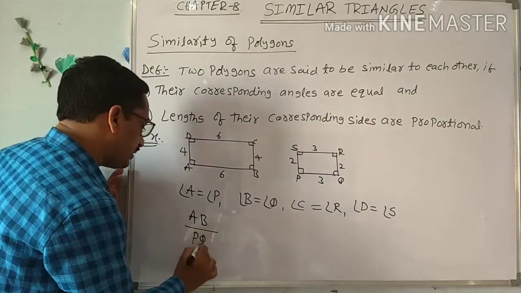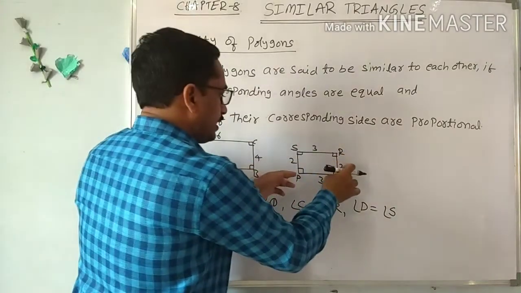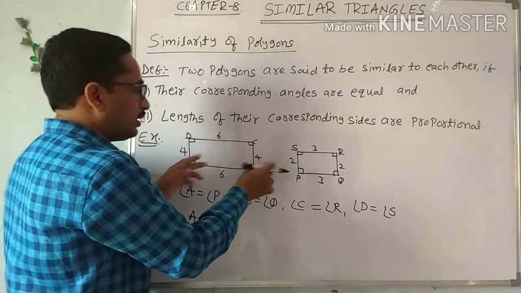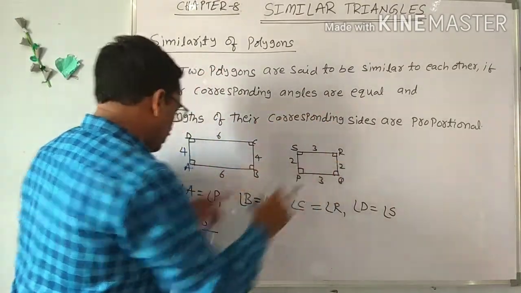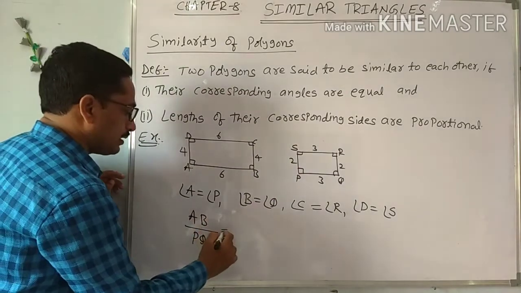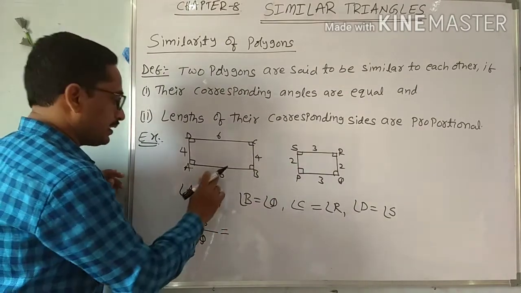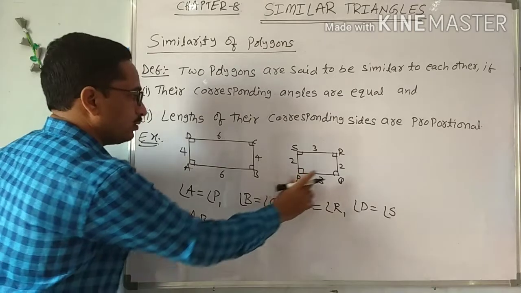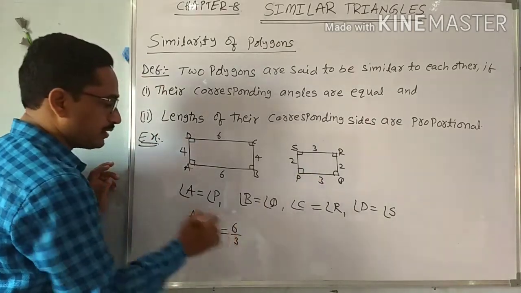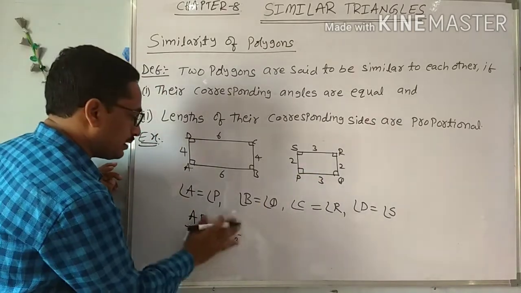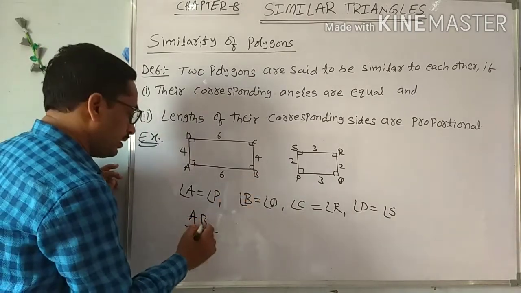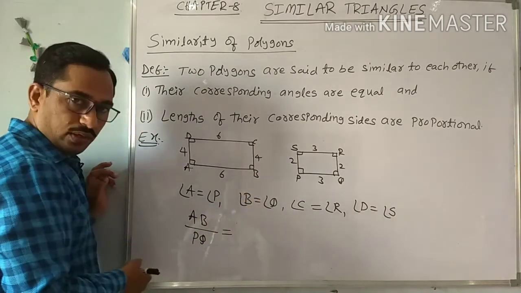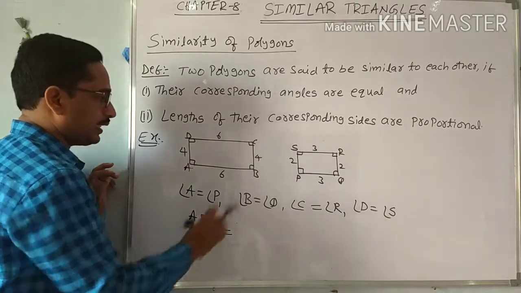The corresponding side of AB is PQ, but AB's corresponding side is not RQ. So AB's corresponding side is PQ. If you check the answer, AB is 6 by PQ which is 3. So the answer is 2, since 3 twos are 6. Now check whether the remaining ones are also the same or not. AB by PQ, that is proportional, we have to write like this.